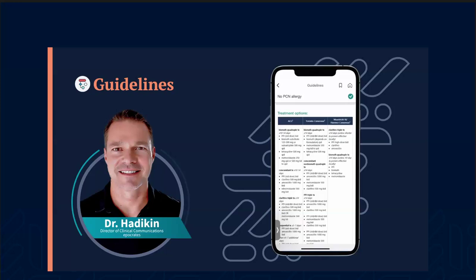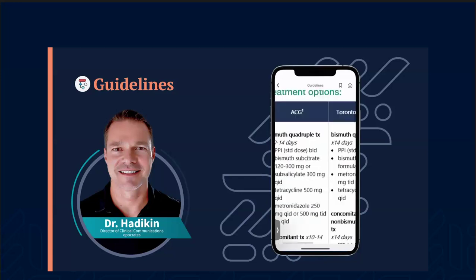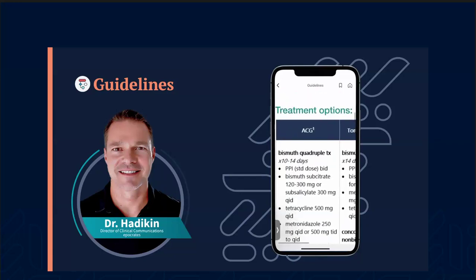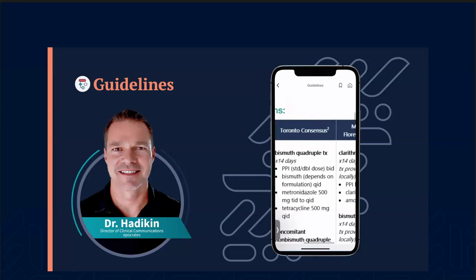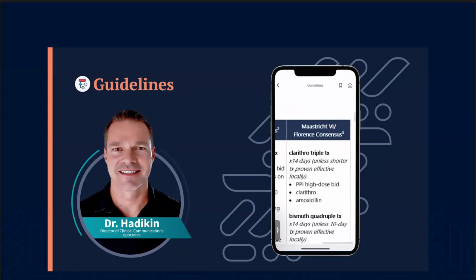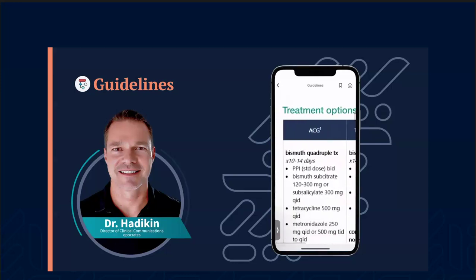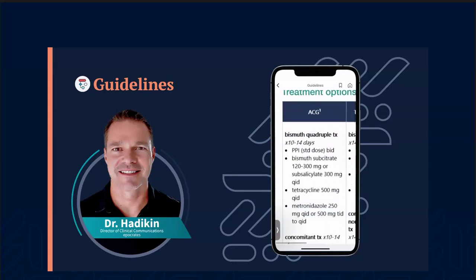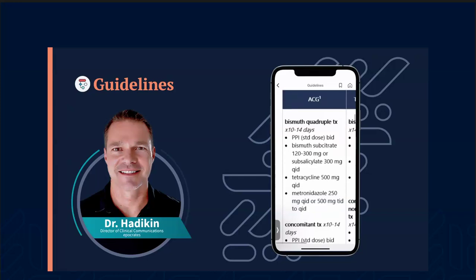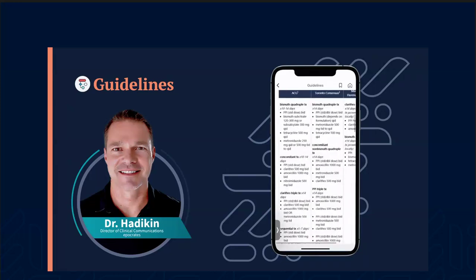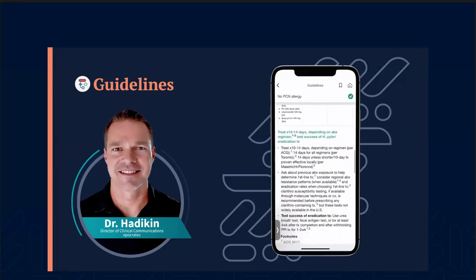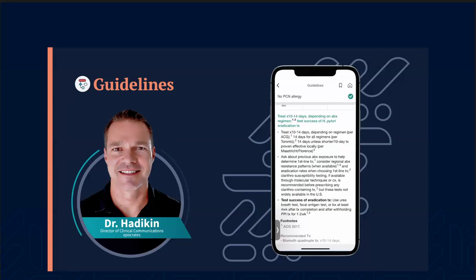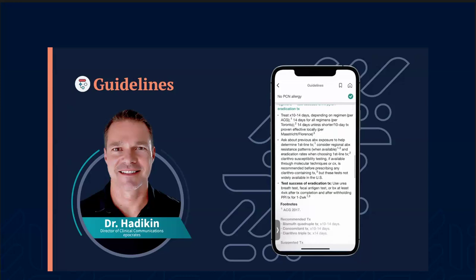And that will then reveal the various treatment options recommended by the American College of Gastroenterology in the first column. To the right of that are the Canadian guidelines from the Toronto Consensus, and finally the European guidelines at the far right. Now here you can see the various different treatment options recommended, such as the bismuth quadruple therapy, concomitant therapy, and others. And beneath the table are some extra treatment considerations provided in a concise bulleted list.